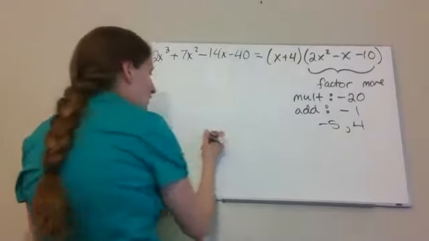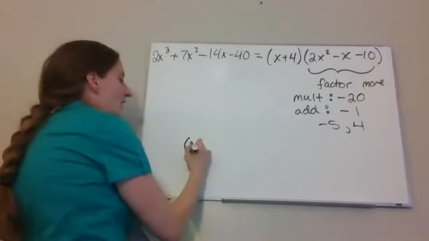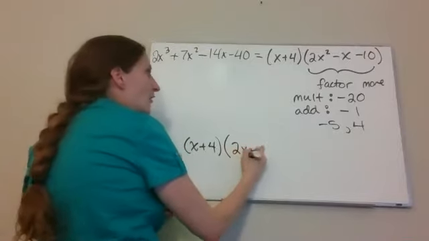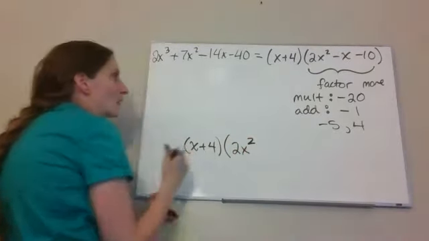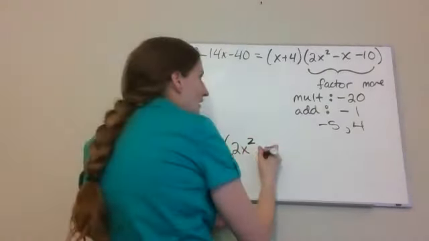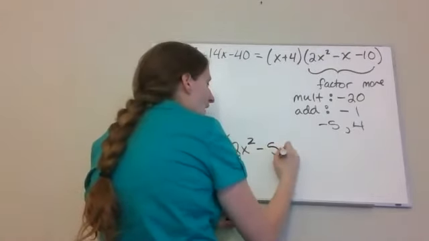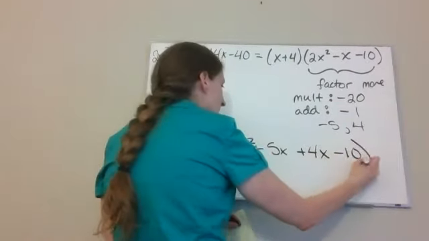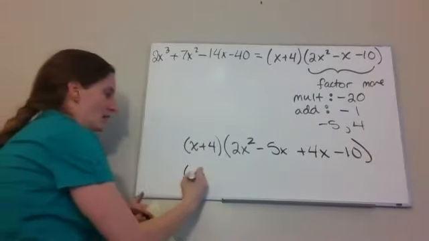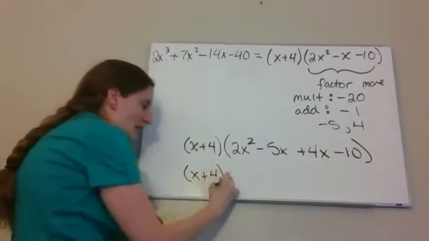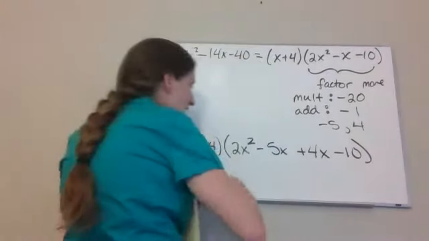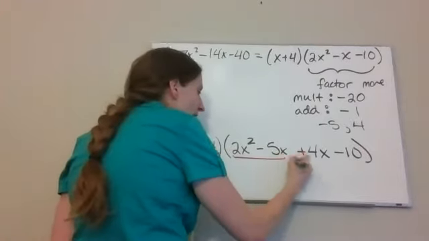So how I finish factoring this, I have my x plus 4, and I'm going to rewrite this other guy using my two numbers. I have a 2x squared, I have a negative 5x, and a positive 4x, and a negative 10. Don't forget to keep writing down your x plus 4. It's very easy to forget that. But now I need to factor by grouping.